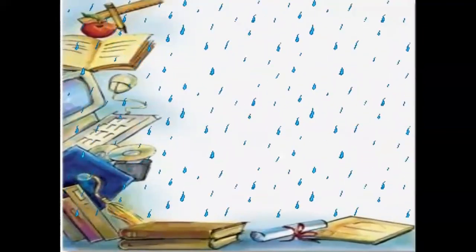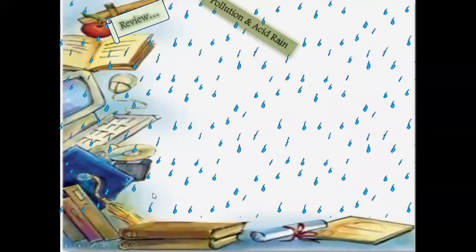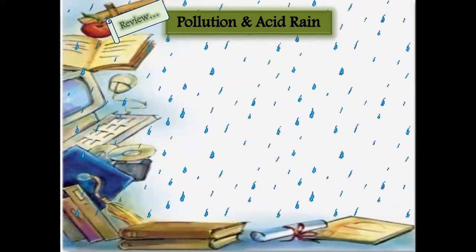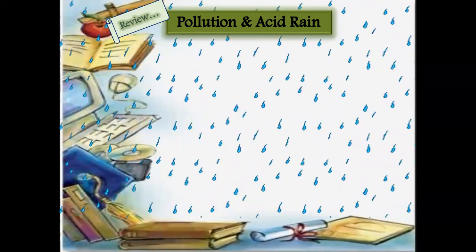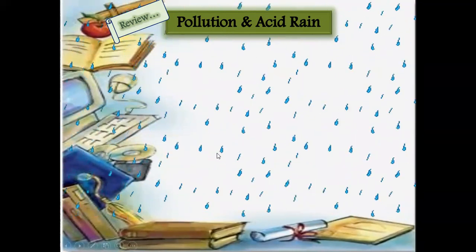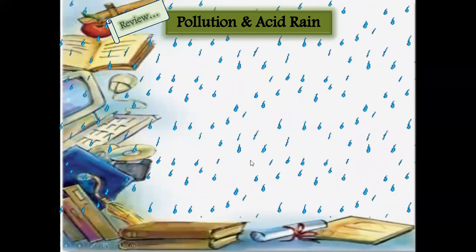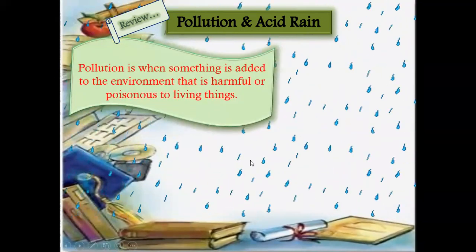Now, students, we come to pollution and acid rain. Students, air in the countryside is fresh and clean. Fresh air contains oxygen, which is needed by all living things. The air in towns and cities contains many substances that can harm living things.